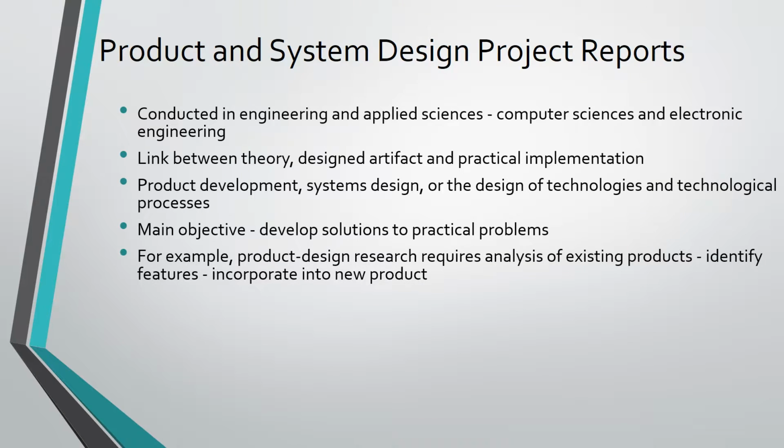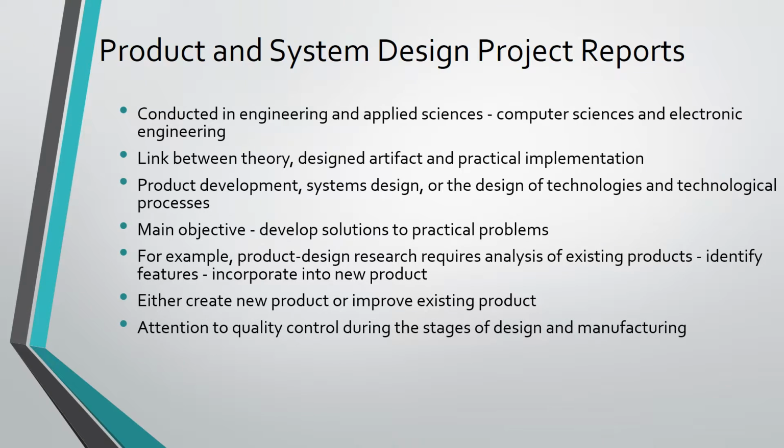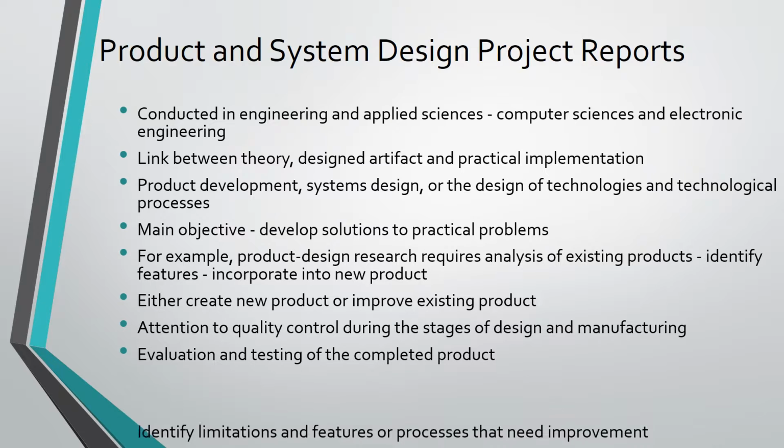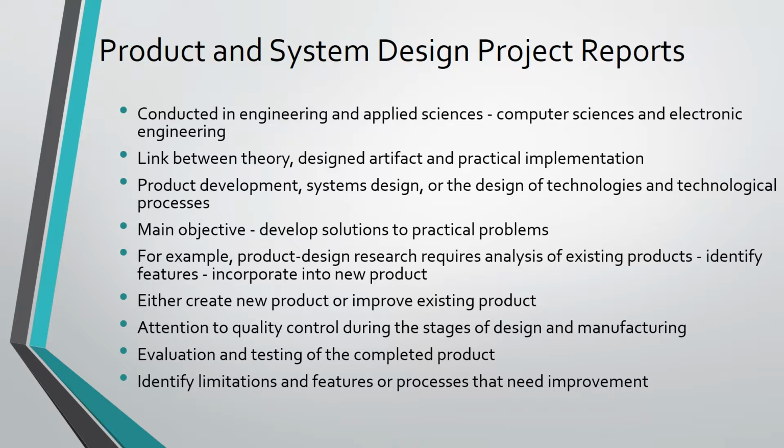For example, product design research requires an analysis of existing products to identify features that could be incorporated into the new product, either to come up with an entirely new product or to improve aspects of an existing product. It involves attention to quality control during the stages of design and manufacturing, and the evaluation and testing of the completed product to identify limitations and features or processes that need improvement. The research also outlines the product's potential commercial applications.